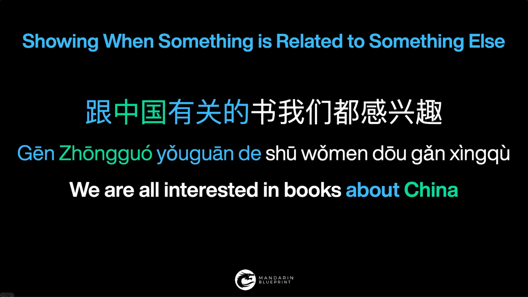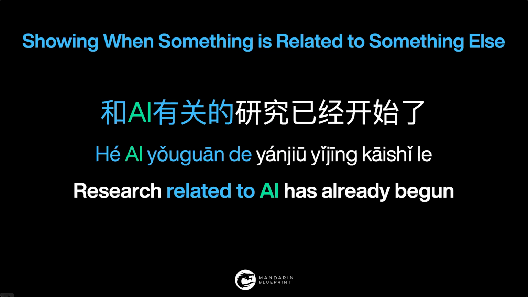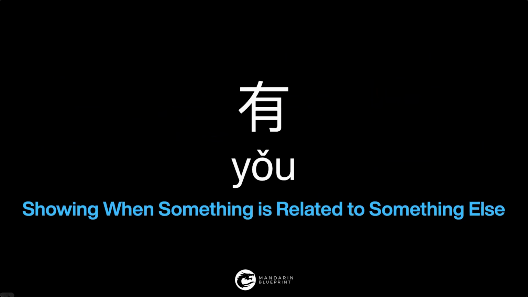It's really useful to actually break down the characters and think about the actual meanings. So let's give another example here. 和AI有关的研究已经开始了. Research related to AI has already begun, right? So what are we talking about here? We're talking about 研究, research. So research related to what? Well, 和 AI 有关的, has a relationship with AI, research: 和AI有关的研究.